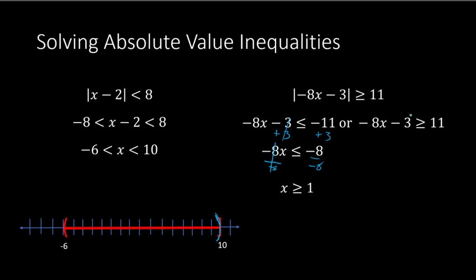And then the second inequality, we do the same steps where we add 3 to both sides. That gives you negative 8x on the left and then 14 on the right. And then divide both sides by negative 8, just like we did for the first inequality. And now we have x on the left, negative 14 over 8, which can reduce to give you negative 7 over 4. That will be on the right.